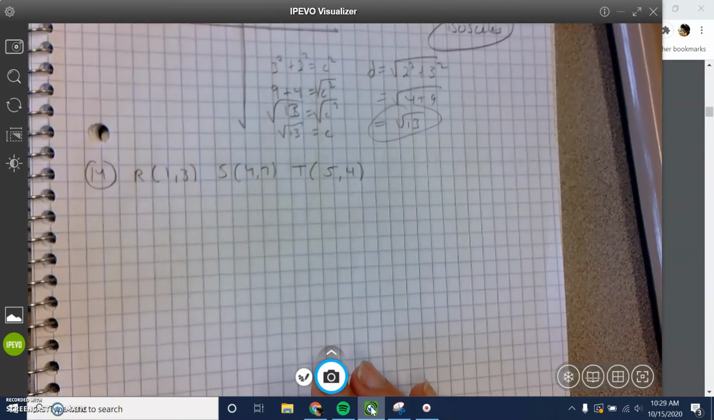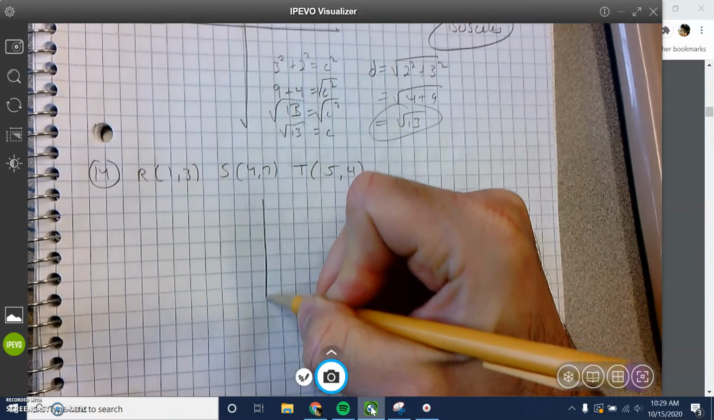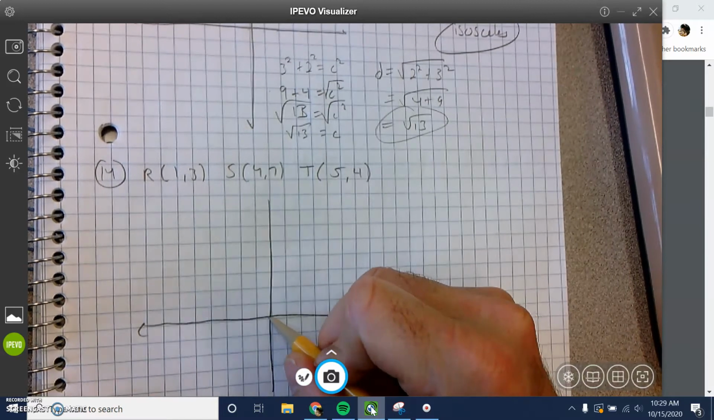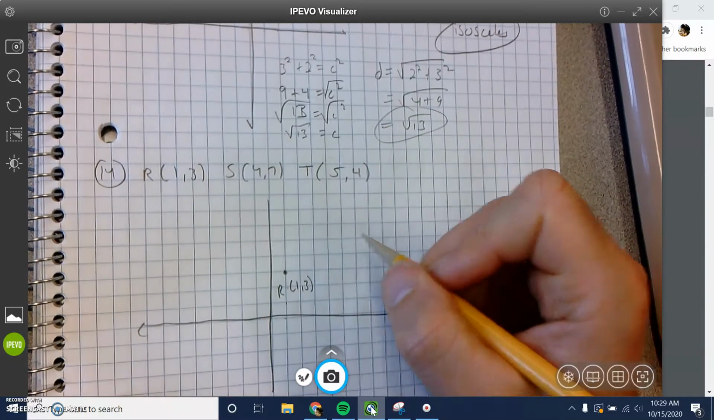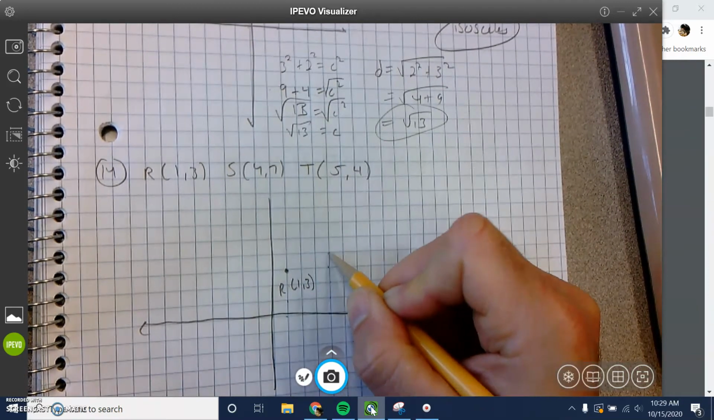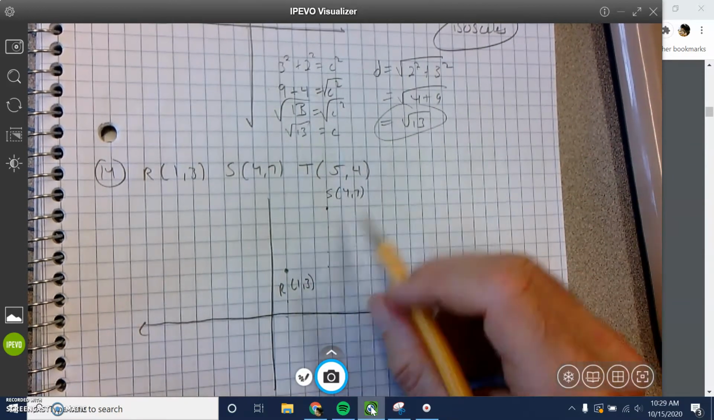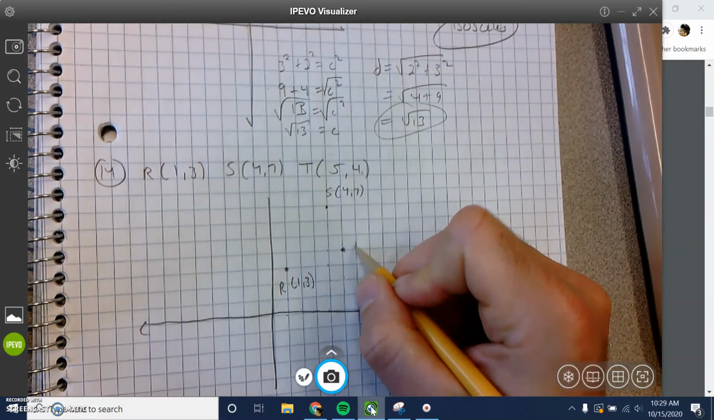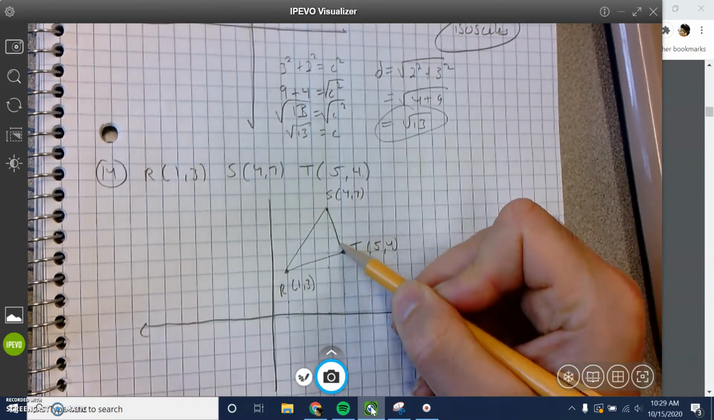Here you go. RST. R is 1, 3, S is 4, 7, and T is 5, 4. Picture time. R is 1, 3. Really important that you have graph paper, but if you don't, that's okay. You can just use distance formula. S is 4, 7. And T is 5, 4. Got it. There you go.